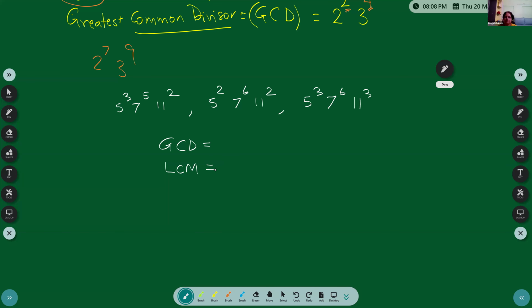Sir, please just read, the indices are not visible. 5 raised to 3, 7 raised to 5, 11 raised to 2, first number. Second, 5 raised to 2, 7 raised to 6, 11 raised to 2. Third, 5 raised to 3, 7 raised to 6, 11 raised to 3. Thank you, sir.